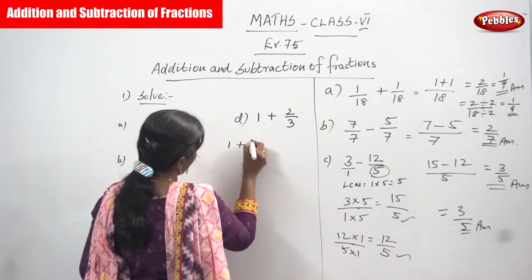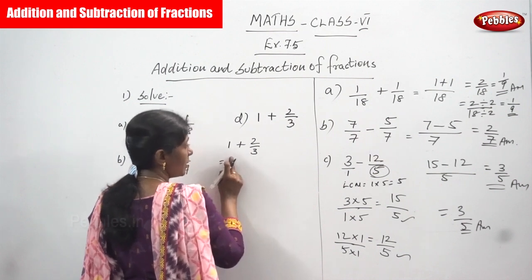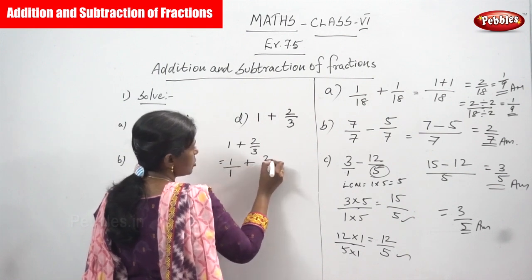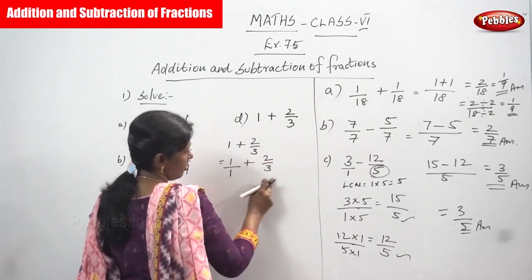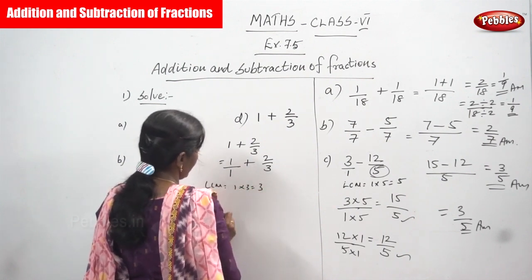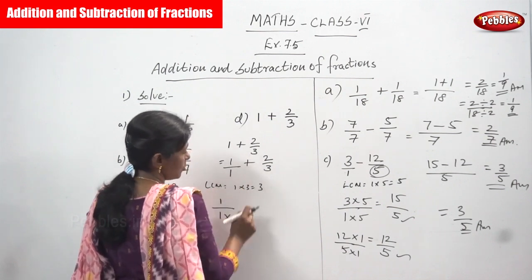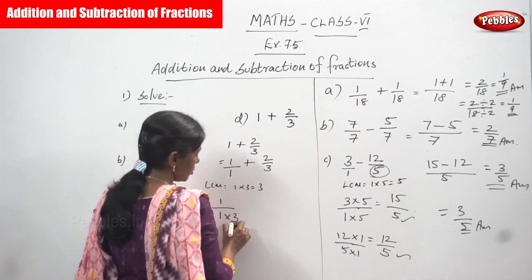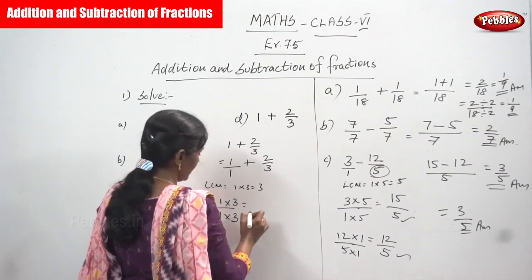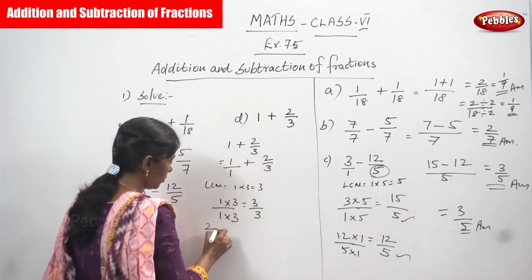So here 1 plus 2 by 3, this is the question. This is a whole number, so you must make this whole number a fraction. So 1 divided by 1 and 2 divided by 3. Now you have to take the LCM. So 1 into 3 you can get 3. So this is the LCM. Then 1 divided by 1, this denominator becomes 3, because 3 is the common LCM. So 1 into 3. If the denominator is multiplied by 3, the numerator is also multiplied by 3. So you get 3 by 3. Next is 2 by 3.